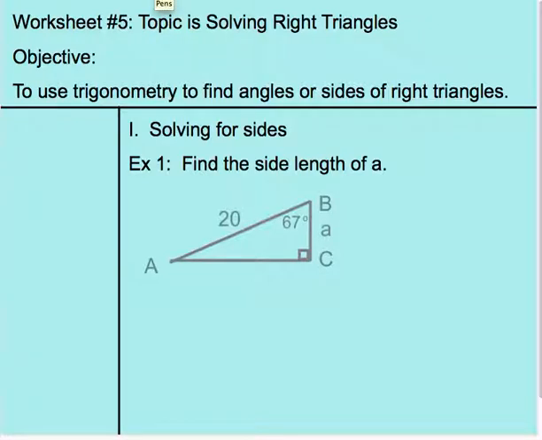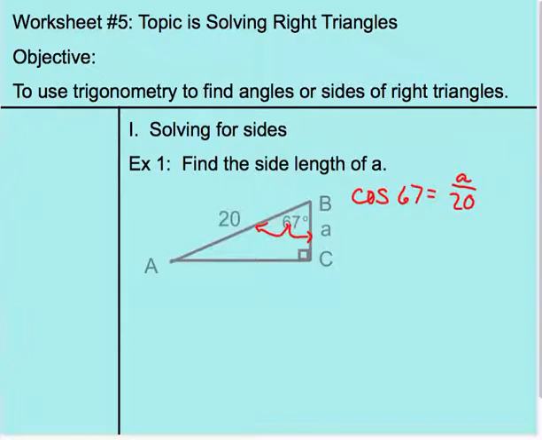Today we're going to look at solving for sides and angles in a right triangle. So our first example, we know the measure of angle B is 67 degrees. The length of the hypotenuse is 20, and we're solving for A. So using SOHCAHTOA, from the angle, I'm looking for the adjacent, and I know the hypotenuse. So I'm going to set up the cosine of 67 equals adjacent over hypotenuse.